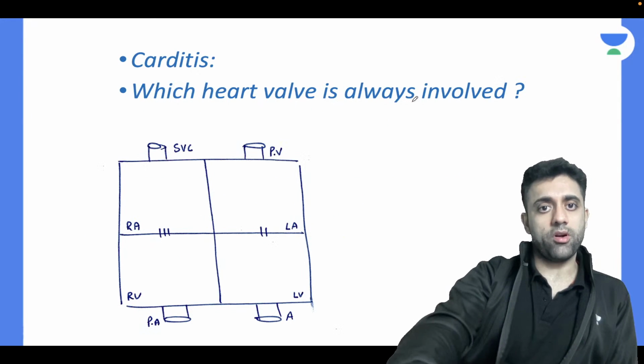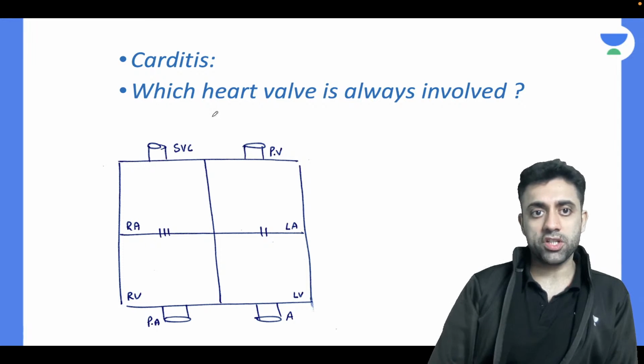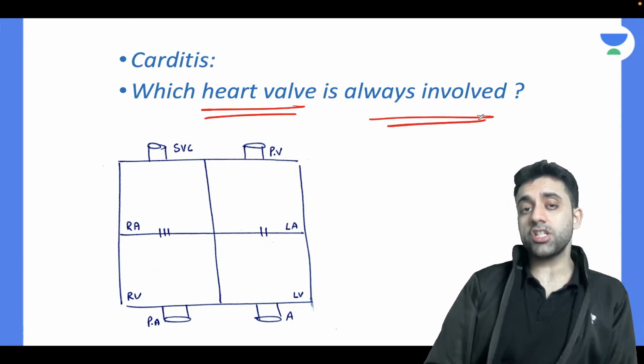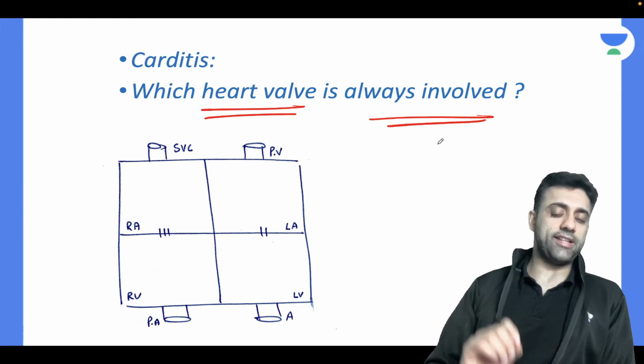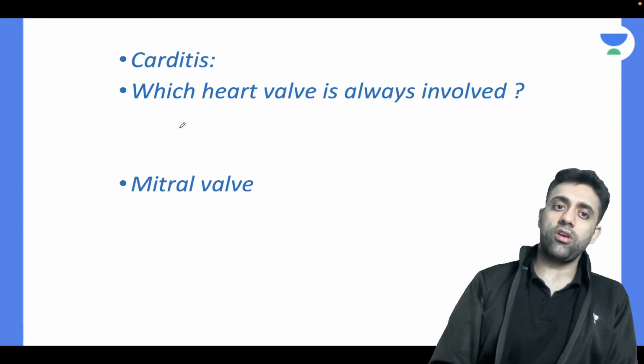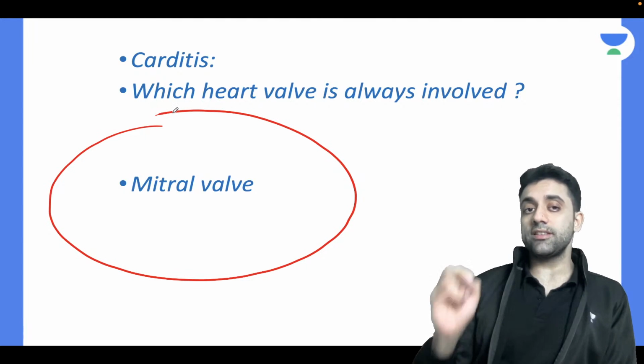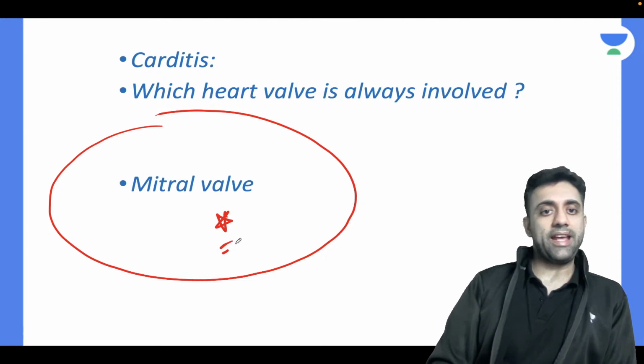Okay, and most importantly, again that was an exam question. In carditis, which heart valve is always involved? That is our mitral valve. The mitral valve is always involved. Star mark, exam question.